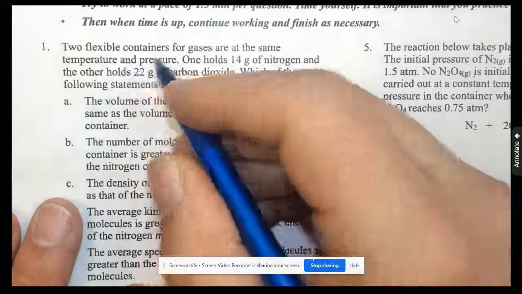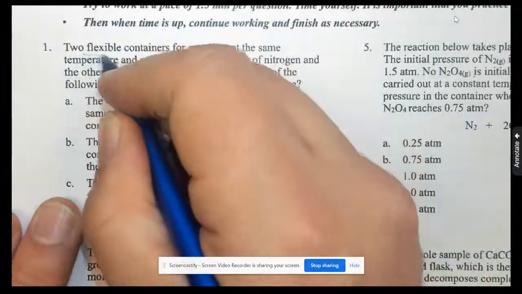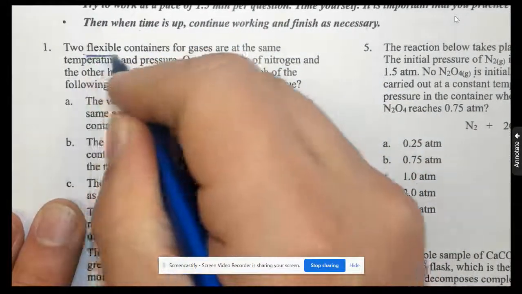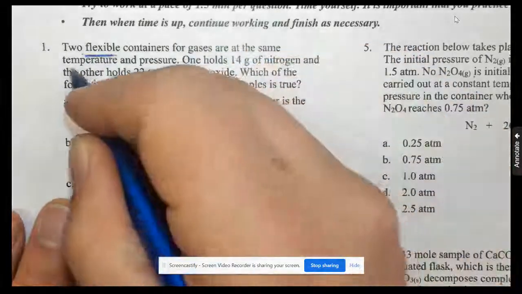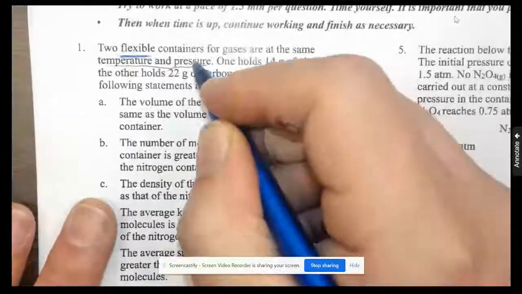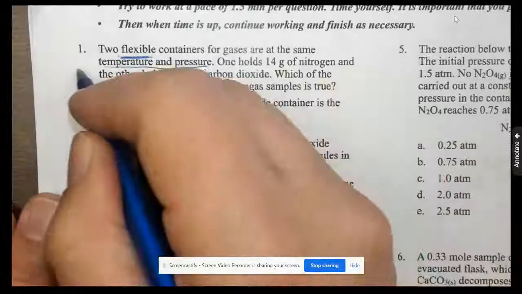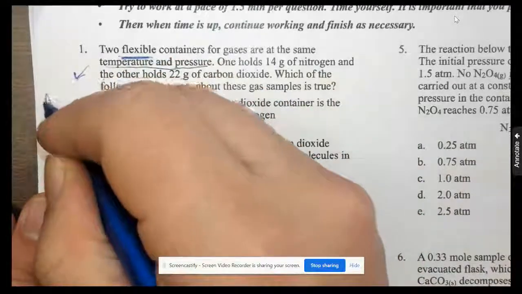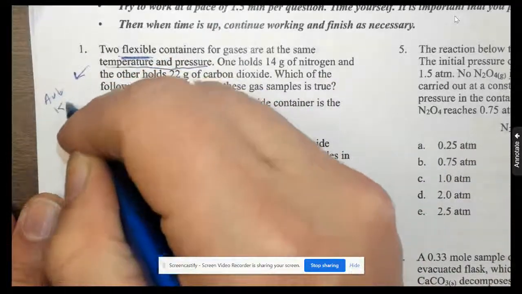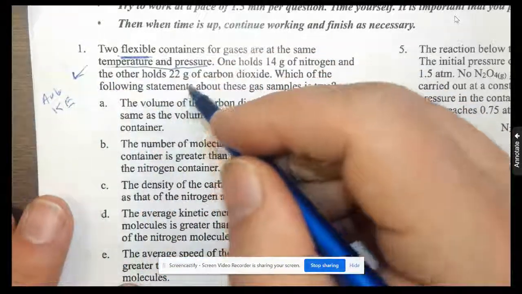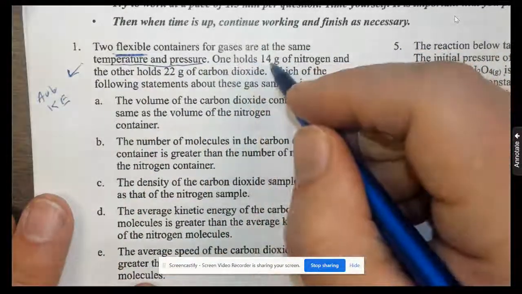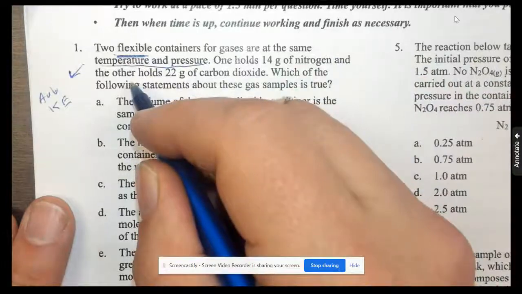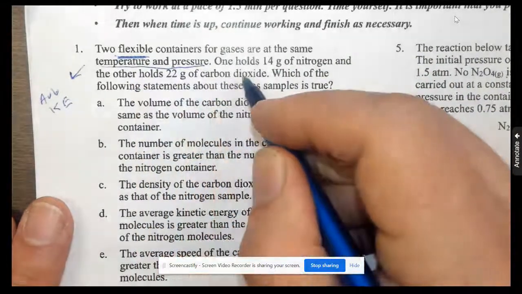So I've got two flexible containers, so that means their volumes can change if they're flexible at the same temperature and pressure. Well, if they're at the same temperature and pressure, they must have the same average kinetic energy if they're at the same temperature. One holds 14 grams of nitrogen, the other holds 22 grams of carbon dioxide.